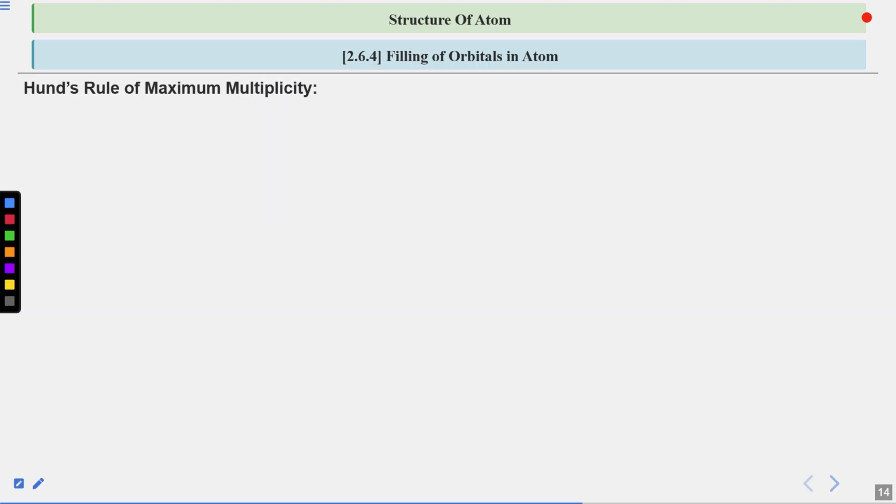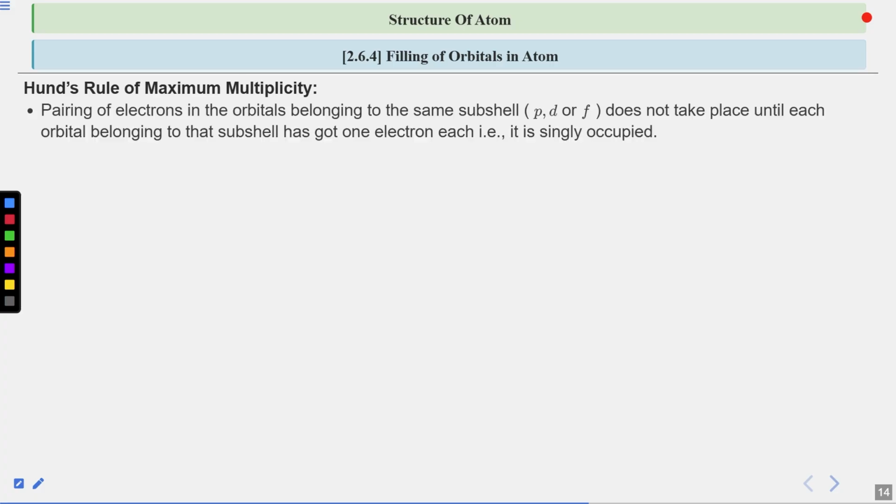Now moving on to the next rule, which is Hund's rule of maximum multiplicity. What does it say? It says that suppose you are filling up an orbital in a subshell. In filling that up, you can't pair up the electrons until and unless all orbitals are filled singly in a given subshell. Suppose you take the case of the p subshell.